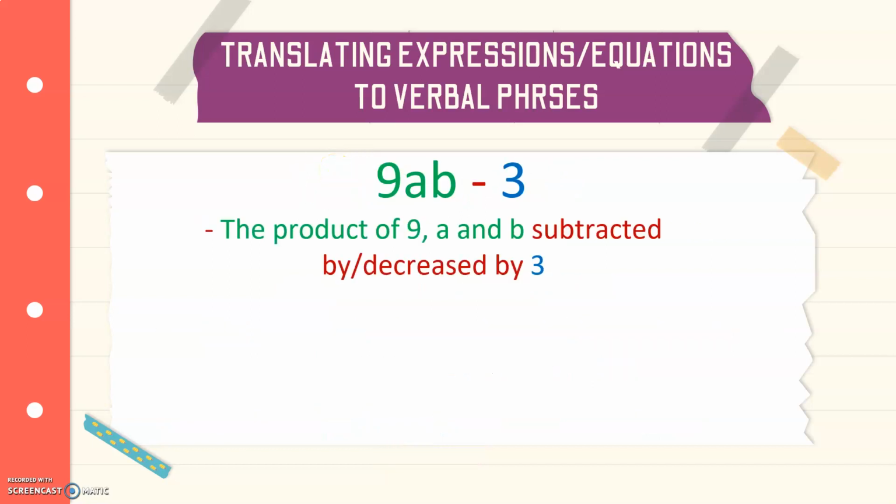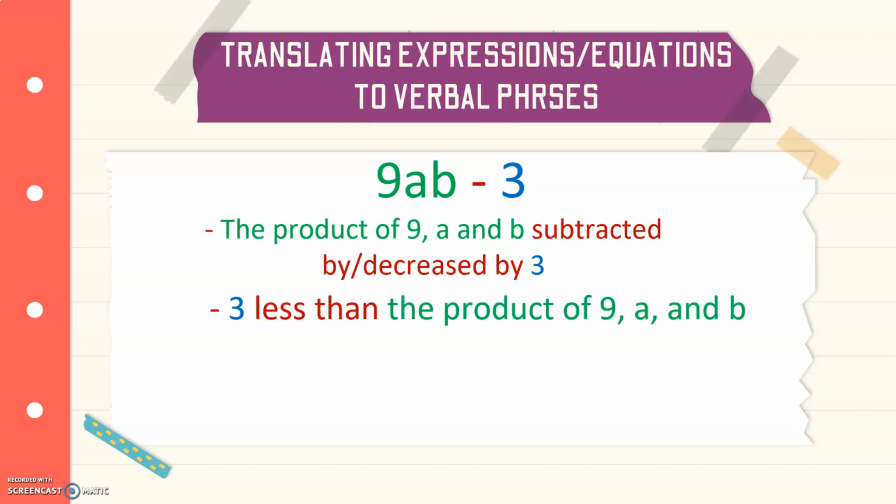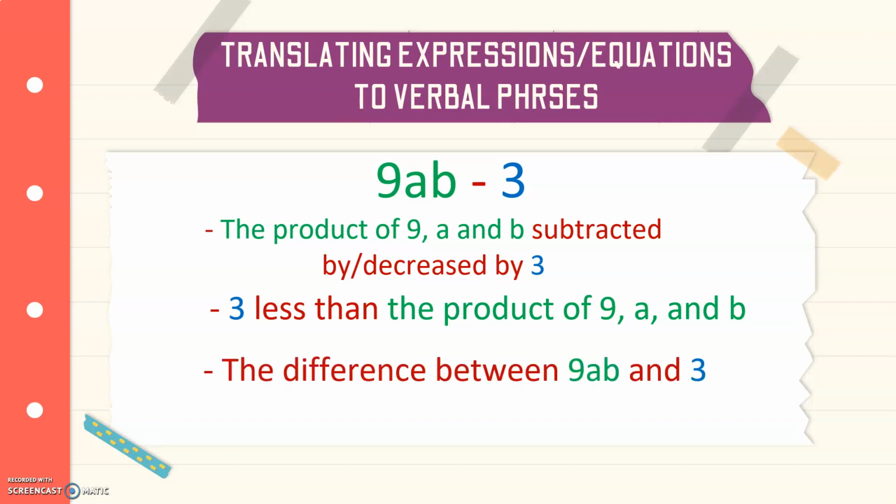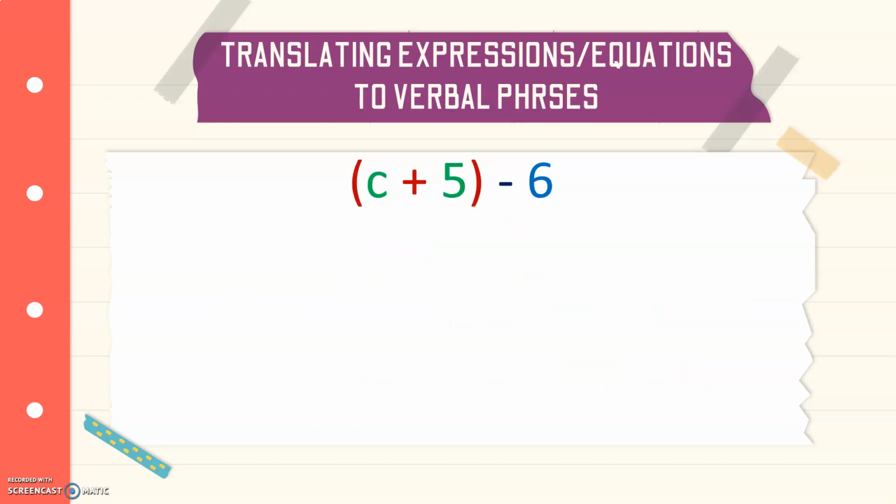Another one, we have 9ab minus 3. You can translate it as the product of 9a and b subtracted by or decreased by 3. You can also say 3 less than the product of 9a and b, the difference between 9ab and 3.